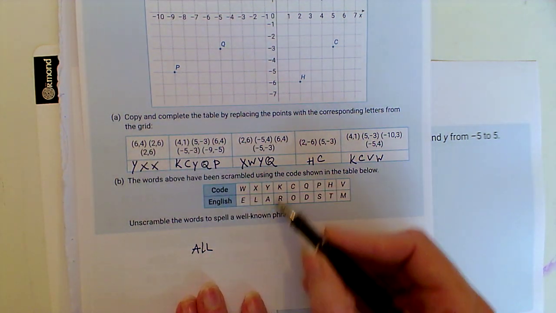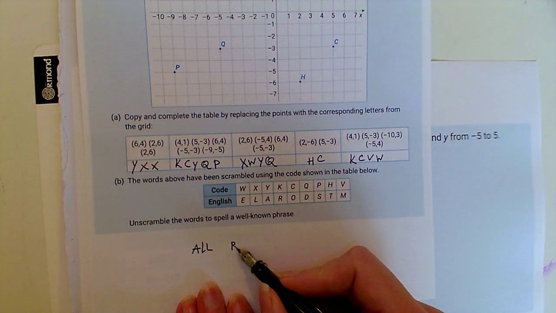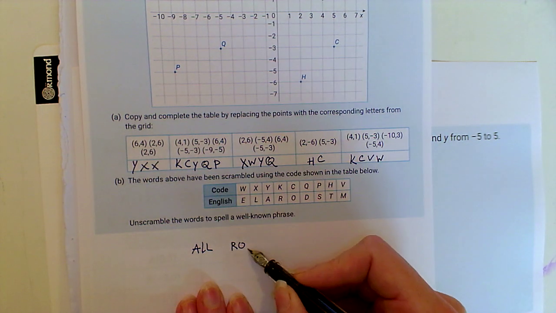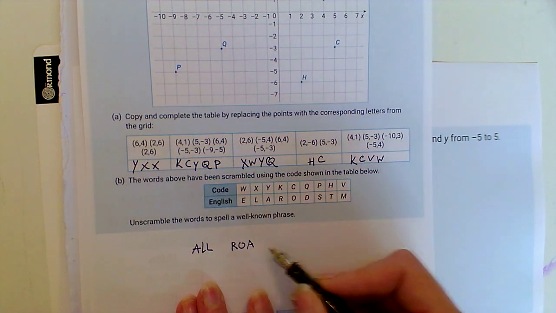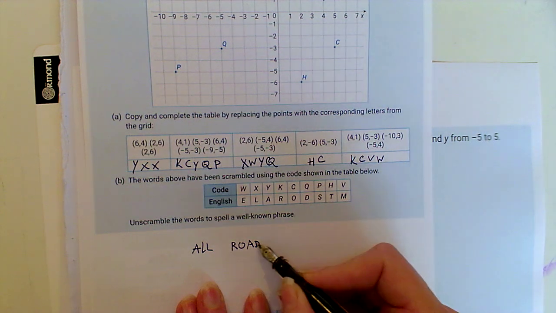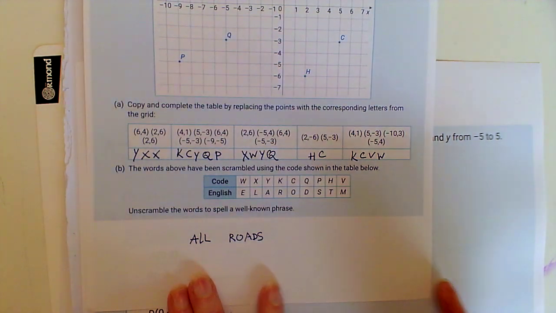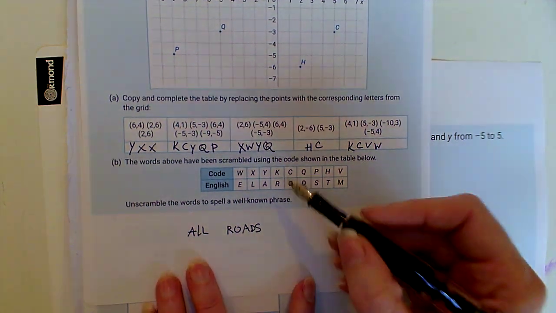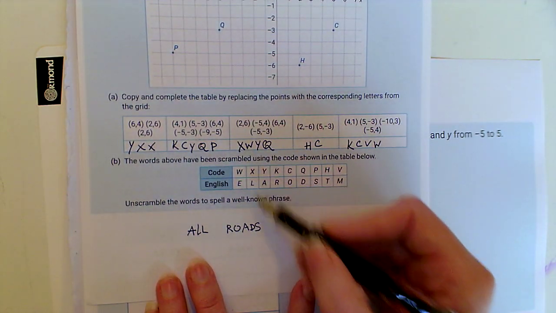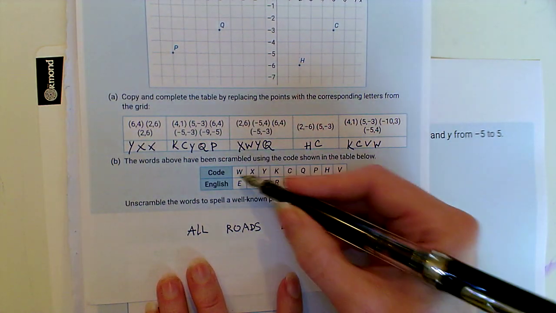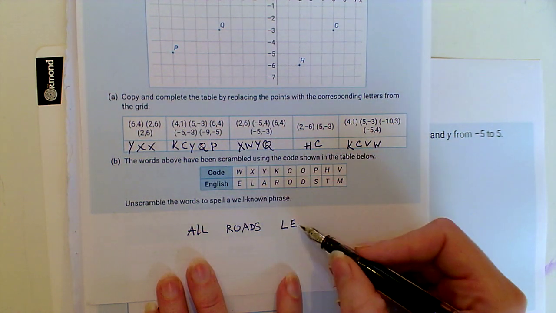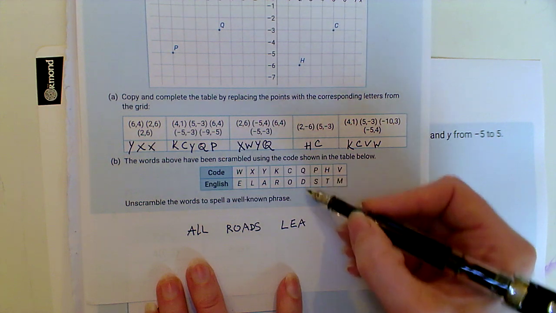The second word starts with K, which should be R. C is O. Y is A. Q maps to D. And P maps to S, all roads. I think we're pretty sure that we have this right because these words are coming out as words that we recognize. X, L, W, E, Y, A, Q, D.